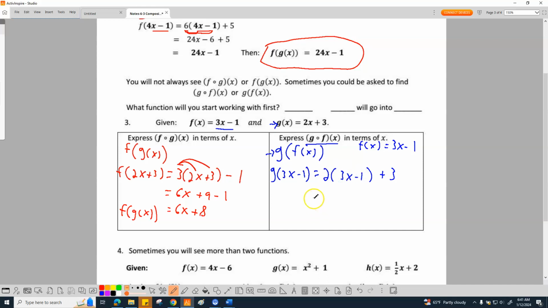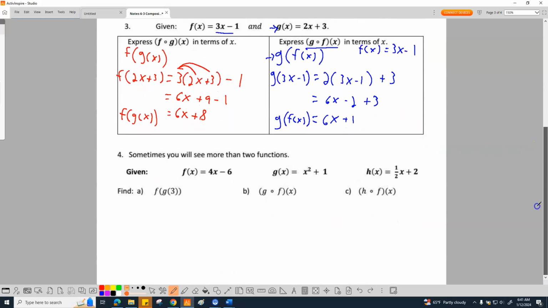Now, I'm going to have to do some work on this. I'm going to distribute the 2. 2 times 3 is 6x. 2 times negative 1 is negative 2. And then I have to bring that 3 down. Now I have 6x, which doesn't change, and then minus 2 plus 3 is going to be a positive 1. And then how do I write my answer? The original problem wanted you to solve for g of f of x. So you write it like this, and that's your answer. Got it? So now let's go ahead and do number 4 together.